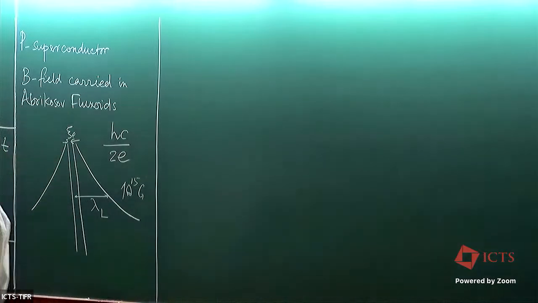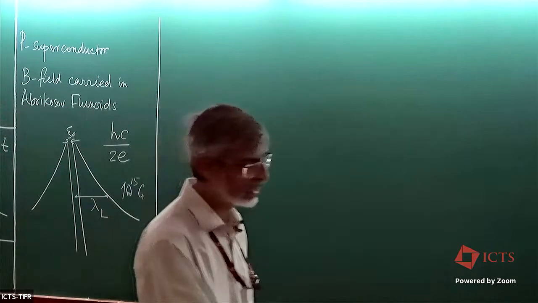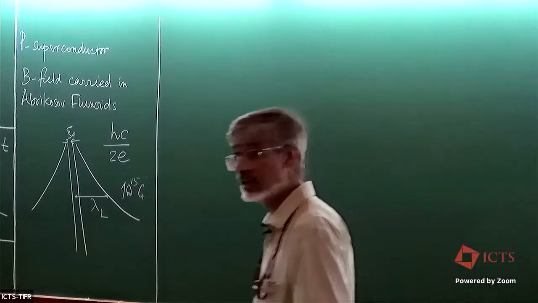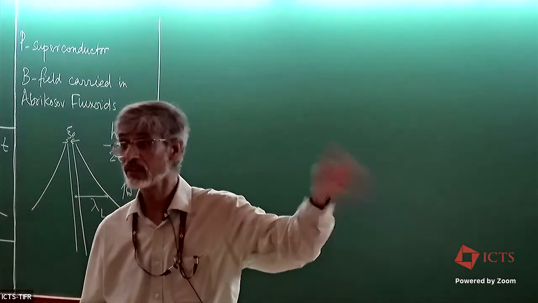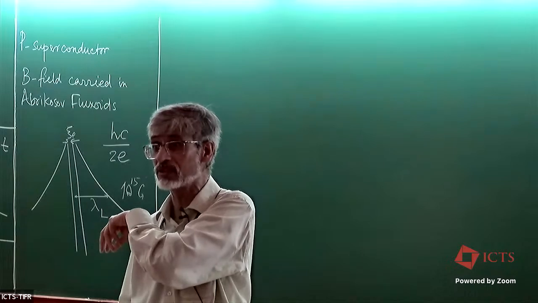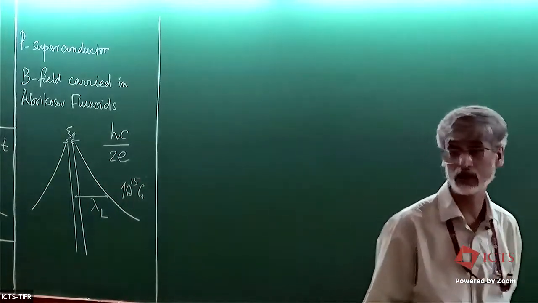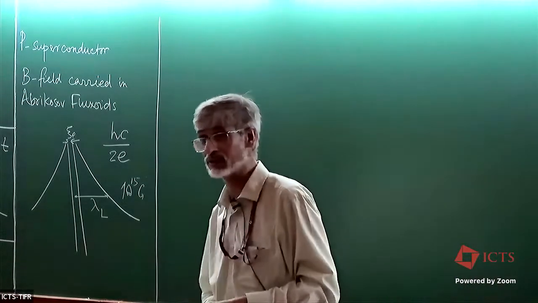So first of all, if it is a type 1 superconductor, then we will expel magnetic fields. If it is a type 2 superconductor with magnetic field strength below the first critical field, then it will have the Meissner effect. If the magnetic field is between the first critical field and the second critical field, then it will carry field in vortices. And above the second critical field, it will destroy the superconductivity altogether. Right? So there are all these different possibilities.